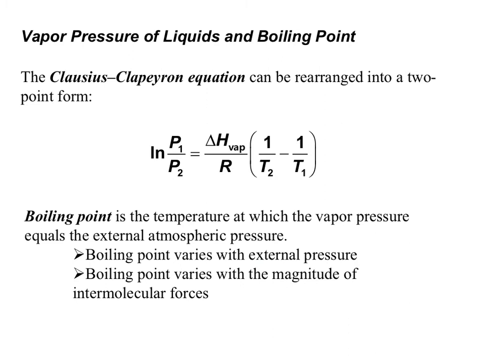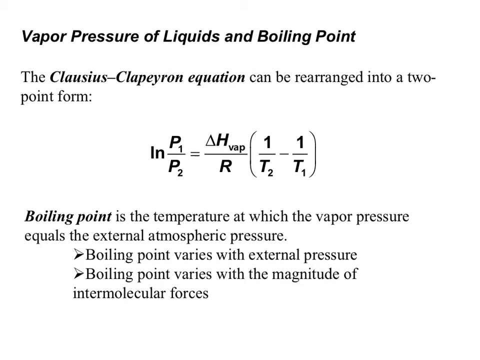It can also be rearranged into a two-point form to give you the natural log of pressure 1 over pressure 2 equals the enthalpy of vaporization over the gas constant times 1 over temperature 2 minus 1 over temperature 1. This equation allows us to calculate how much we need to change the temperature to reach a different pressure, or what pressure it would be if we change the temperature a certain amount.